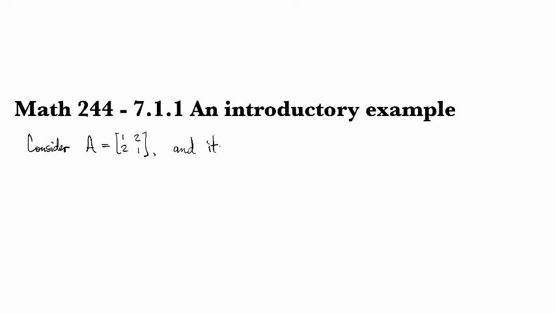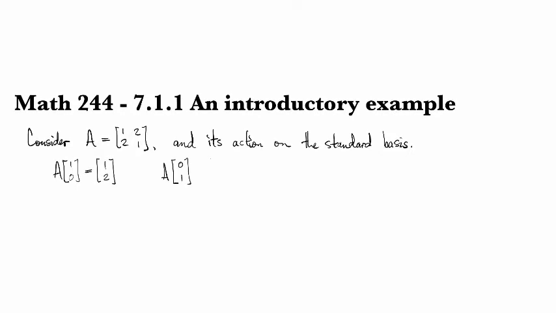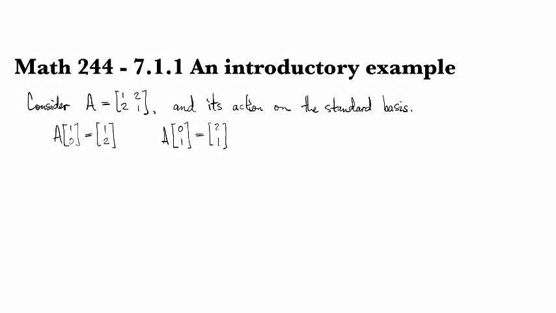But let's look at it geometrically. So let's also look at its action on the standard basis. If we look at A times 1, 0, we're just going to get the first column, 1, 2. And if we look at A times 0, 1, the other standard unit basis vector, we're going to get the second column, 2, 1.